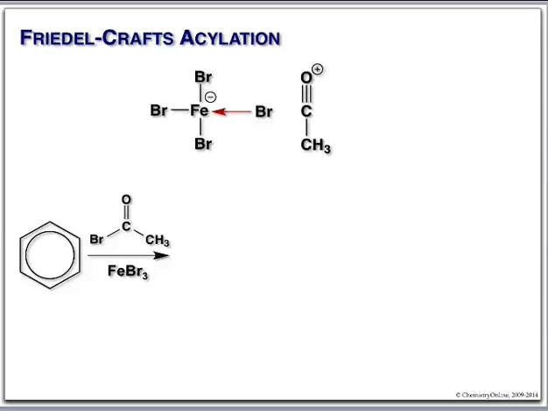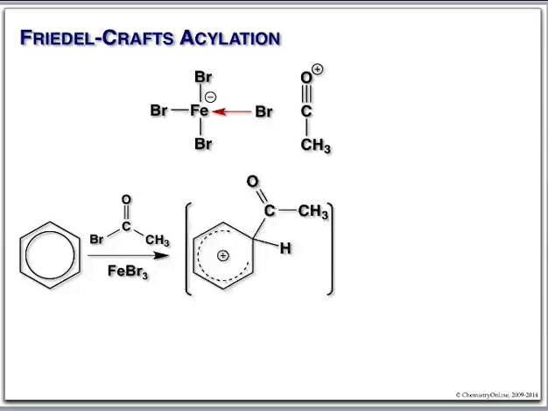What we're going to do is form an acylium ion like this. This is going to add through the carbon, right here. We're going to lose our hydrogen, and we wind up with the aryl ketone.